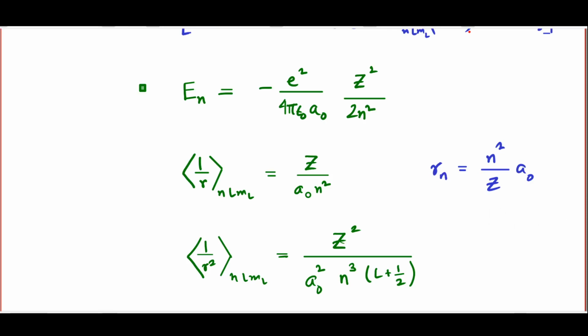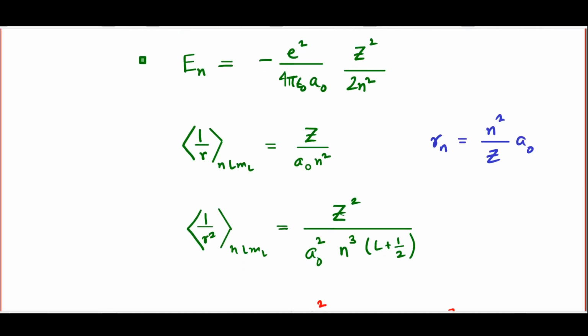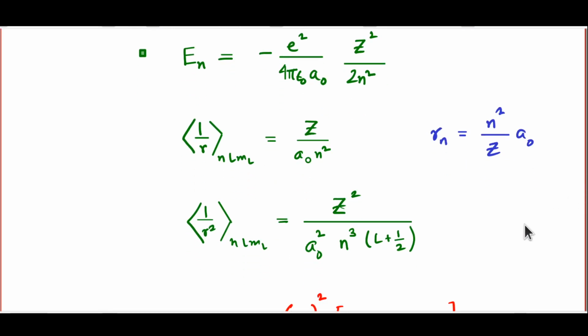Evaluation of the 1 by r square expectation value takes a bit more work, and I'm just quoting the result here. In the assignments, we will see how to derive these expressions precisely. Notice that the 1 by r square expectation value is sort of like the square of the 1 by r expectation value, except that instead of an n to the 4 in the denominator, you have an n cube times L plus half.